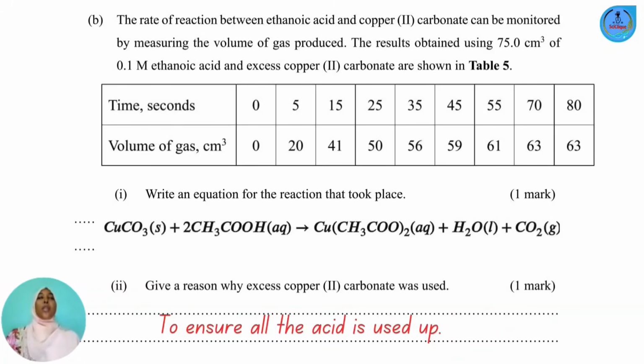Roman number 2, give a reason why excess copper 2 carbonate was used. To ensure that all the acid has been used up. So when the reaction finishes up, all the acid would have been used up, but because copper carbonate was used in excess, some of it will be left unreacted.